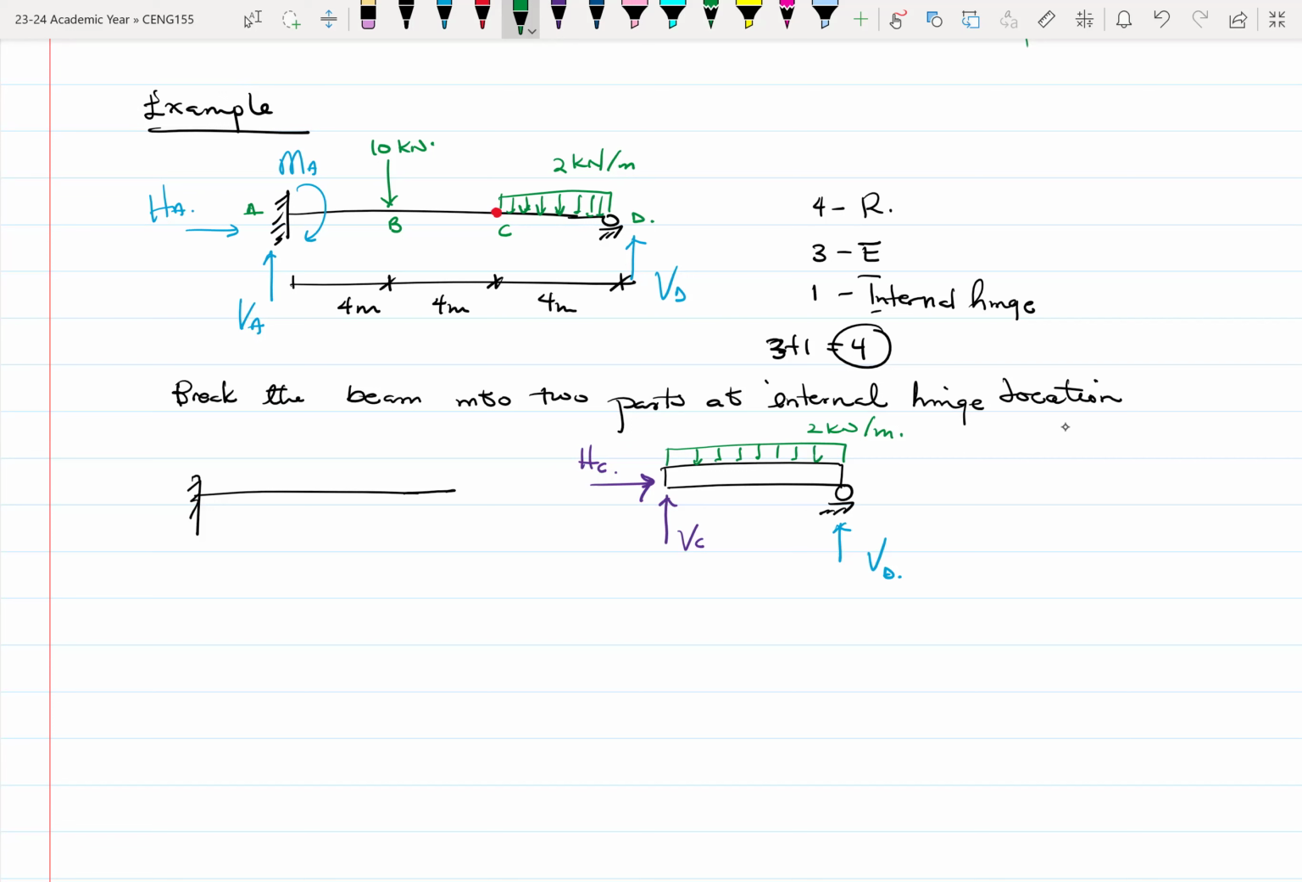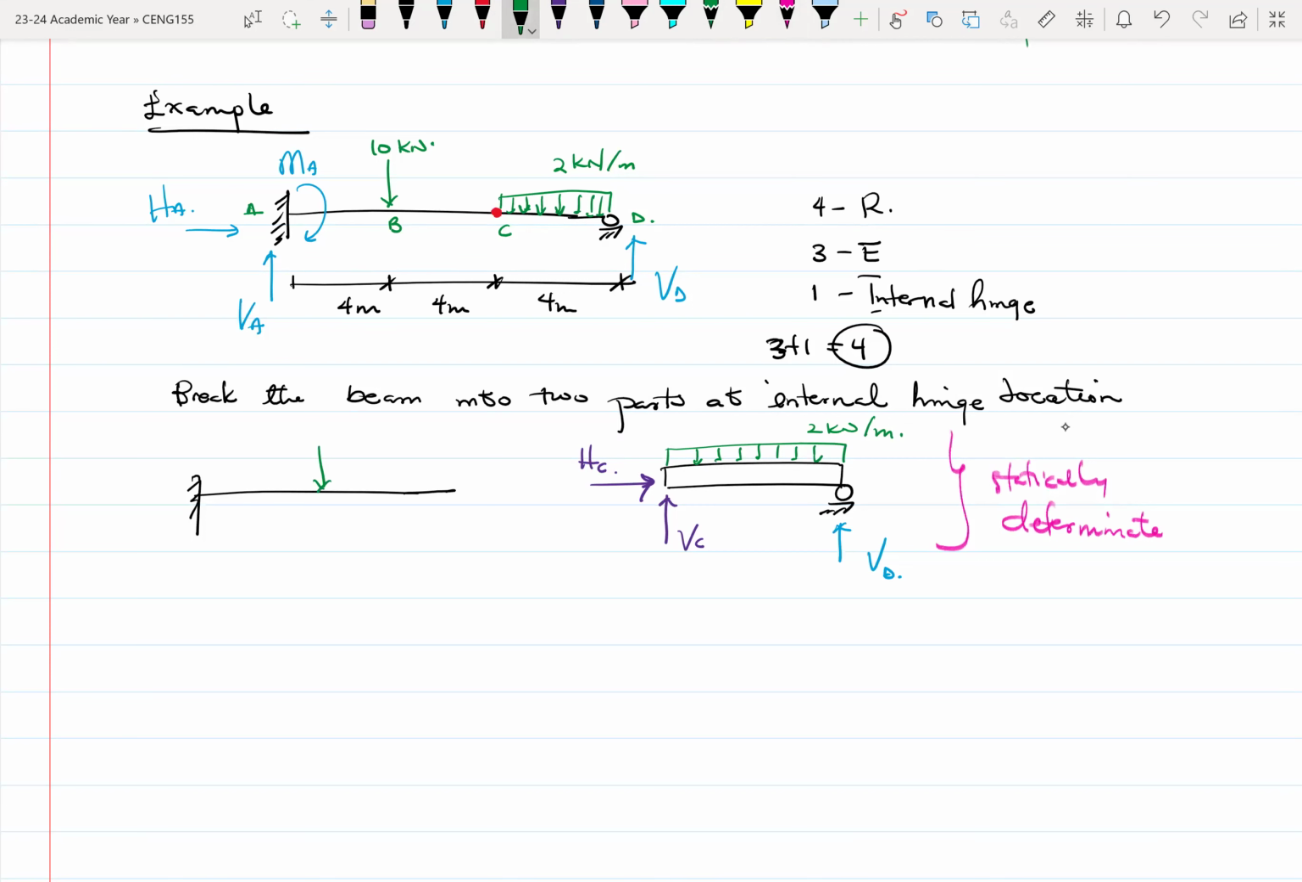So we have that. This particular part of our beam, this section here, is statically determinate. So with this, we can go ahead and solve for the right-hand side. But before then, let me do the left-hand side. Let me complete that one as well.